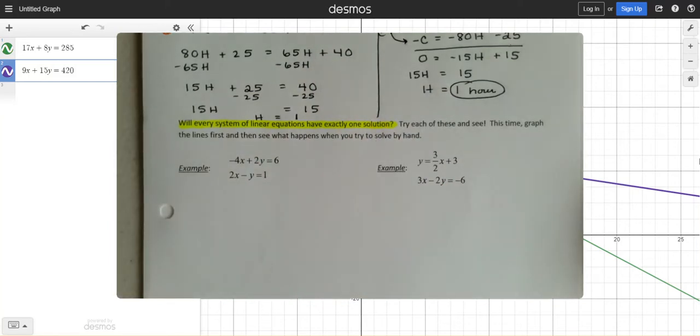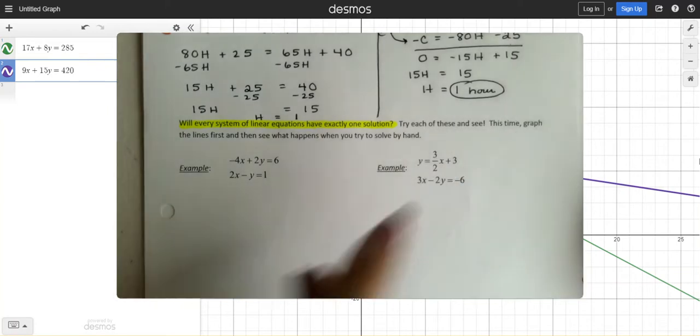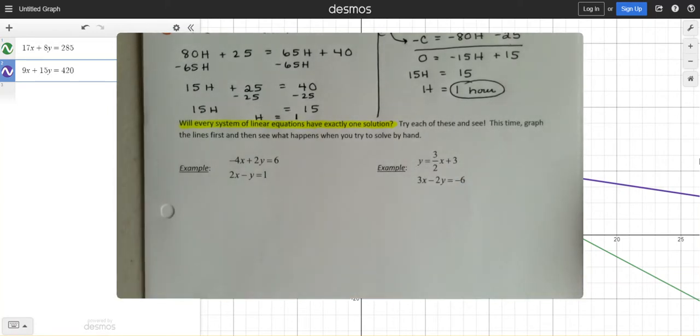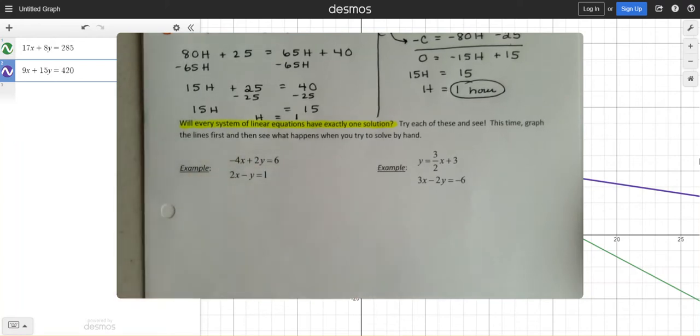That said, there are a couple of special cases, and they're actually illustrated by these two examples. We're being asked this time to graph the lines. We're going to graph them on Desmos first, and then see what happens when we try to solve them by hand. So let me take this first example, and I'm just going to go ahead and type both these lines into Desmos and see what happens.